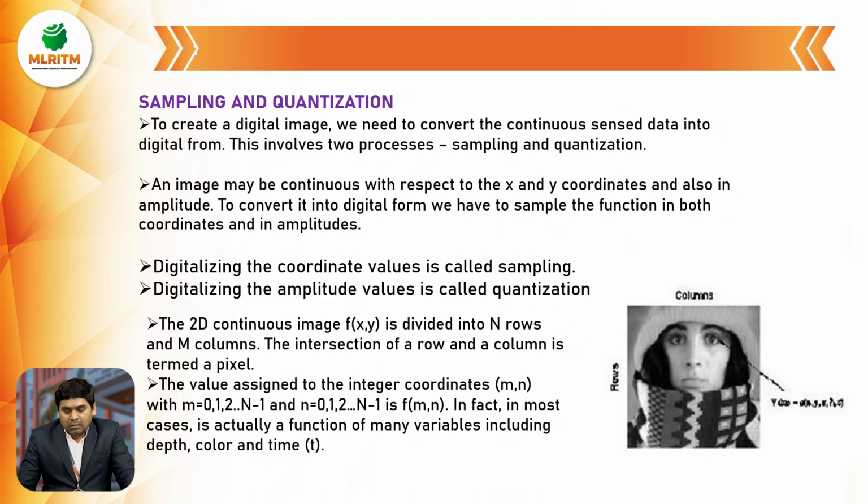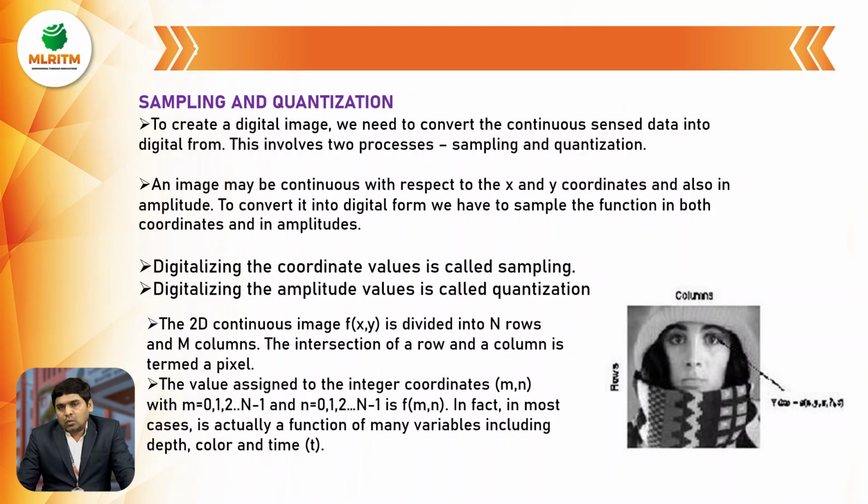Here we are majorly discussing these two terms, sampling and quantization. Basically, an image has coordinates and each coordinate has some amplitude value. Digitizing the coordinates is called sampling, and digitizing the amplitude value at that particular coordinate is called quantization.